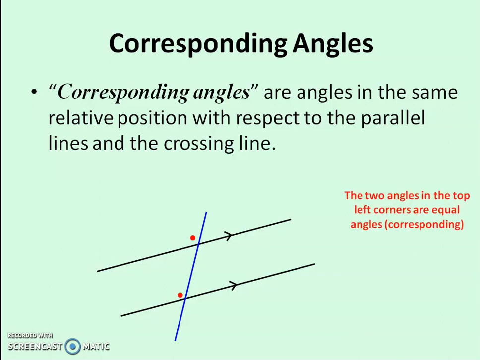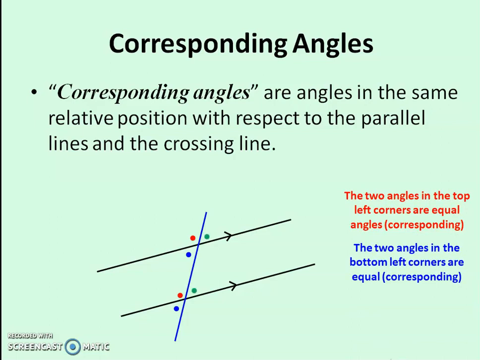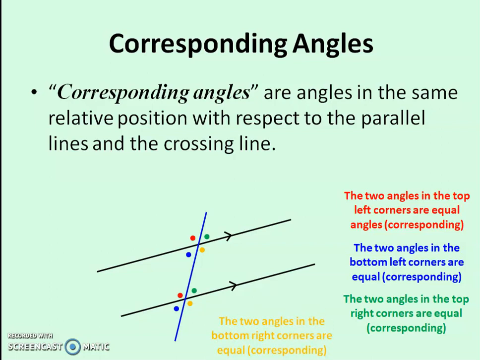And there are a bunch of other sets as well. This set, the ones where both of those angles are to the left of the transversal and below the parallel lines, those are corresponding. These ones over here, which are both above and to the right, are corresponding. And these ones here as well, which are to the right and below their parallel lines, those are called corresponding angles, and they are equal.